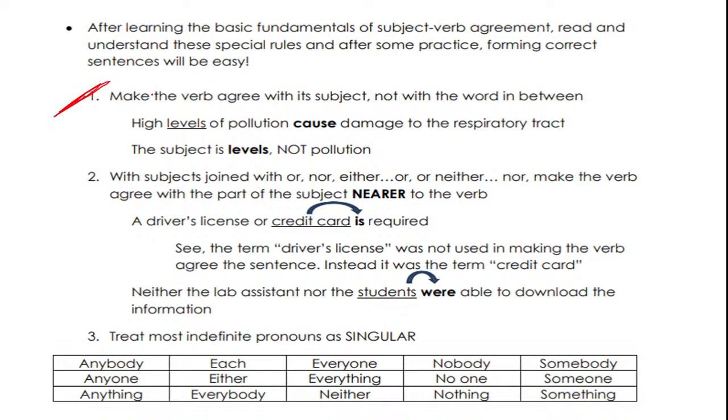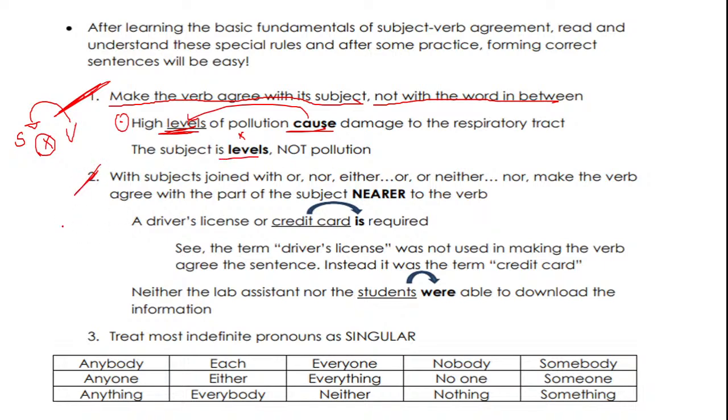So here the first rule was, make the agreement of the verb with that of the subject, not with the middle term, not with the middle word. The verb should agree with the subject, not with the word in between. Here we have seen the example like, high levels of pollution cause damage to the respiratory tract. So here, cause agrees with levels, not the pollution, not with the middle term. The subject here is levels, not the pollution.